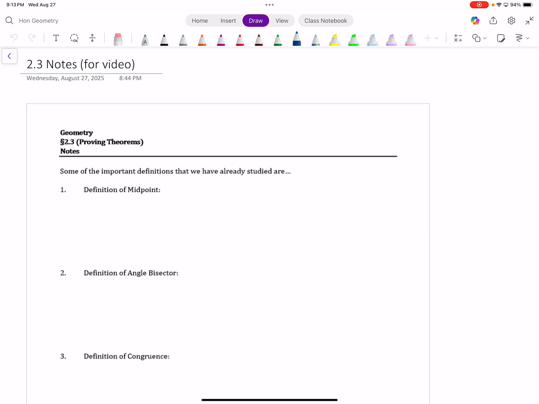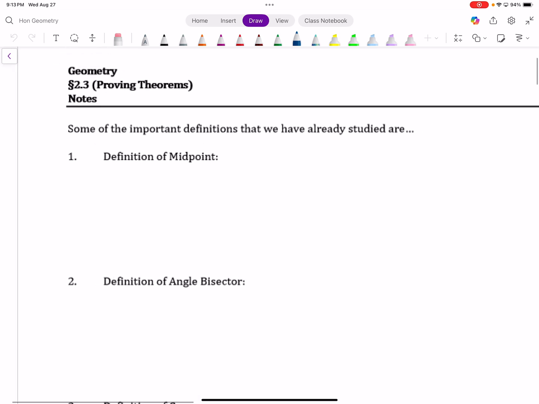It's 9:13 p.m. Okay. So, we're starting section 2-3. So, first part is just a reminder. These are some super important definitions that you've got to remember.